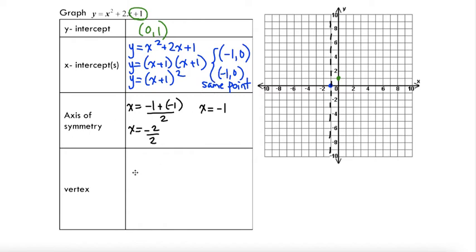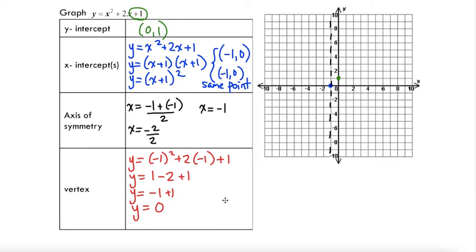Interesting. All right, let's take a look and see what happens when we try to look for our vertex. So the vertex says that we need to substitute the value of my axis of symmetry into my equation and solve for y. So y is equal to -1 squared plus 2 times -1 plus 1. -1 squared is 1. 2 times -1 is -2 plus 1. 1 take away 2 is -1. And -1 plus 1 is 0. So that means we have a vertex at the point -1, 0, which, look at that, is the same as our x-intercept.